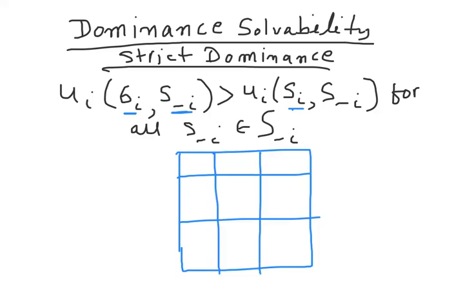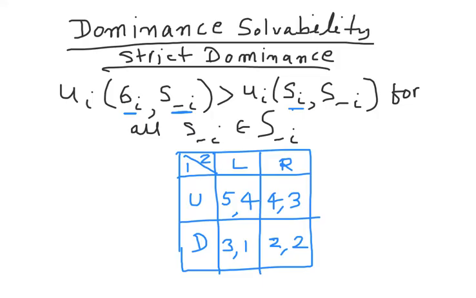So let's say player one has two strategies. So he can move up or down, and player two has two strategies as well. So he can move left or right. And the payoffs are, let's say, 5 for player one and 4 for player two, and let's say 4 for player one and 3 for player two, and here is 3 and 1, and here is 2 and 2. All right.